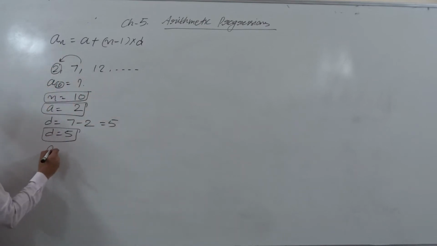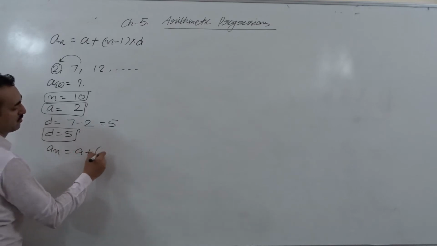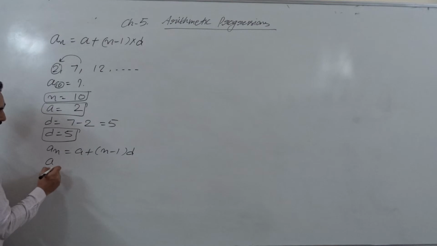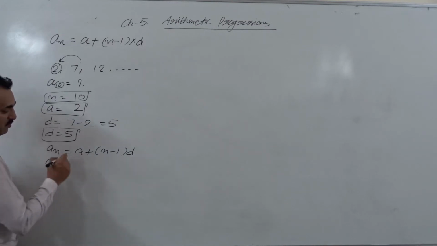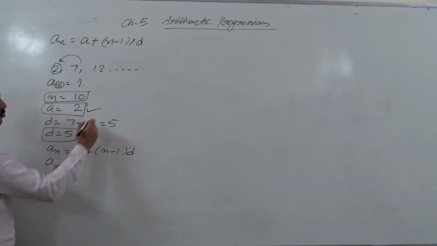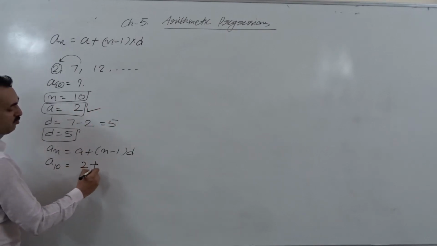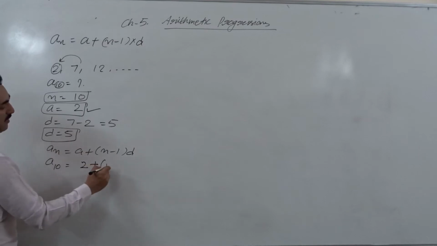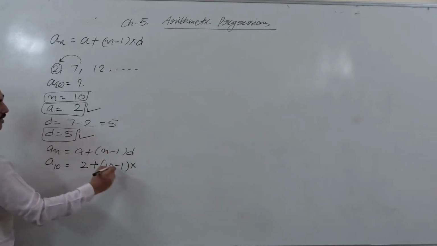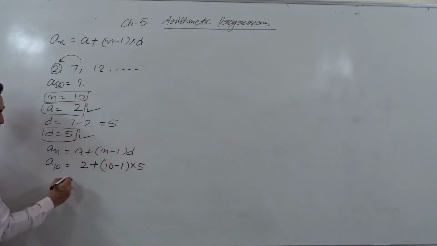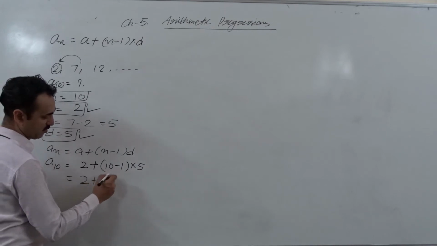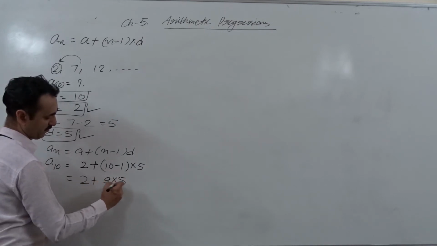The formula is An equals A plus (n minus 1) D. An is A10, since we have to find the 10th term. A is 2, so we write 2. What is n? Again 10, minus 1, into D. D is 5. Now we will solve this equation: 2 plus (10 minus 1), which is 9, into 5.